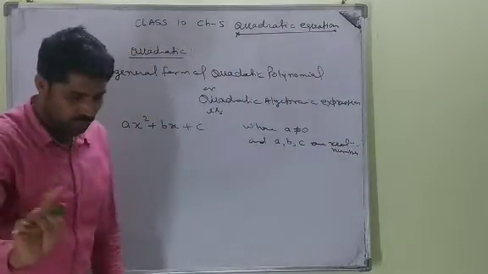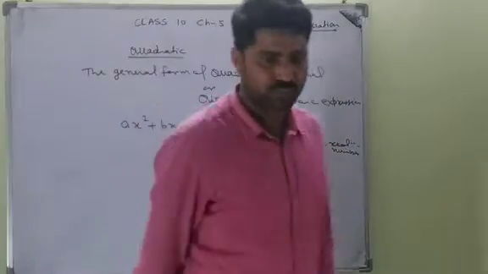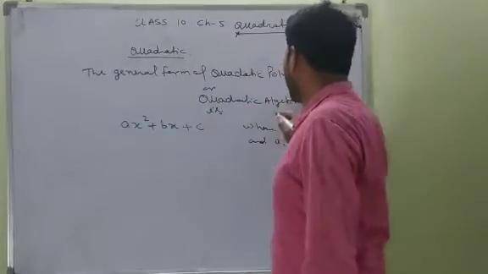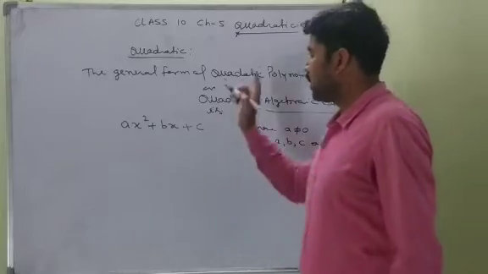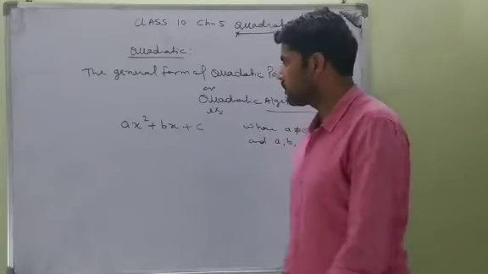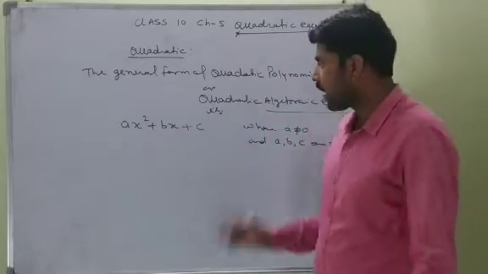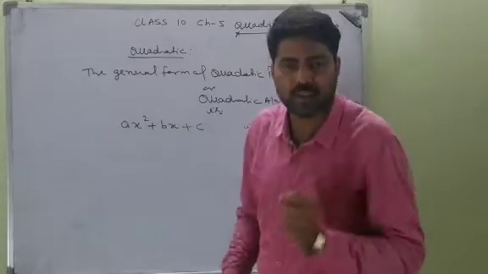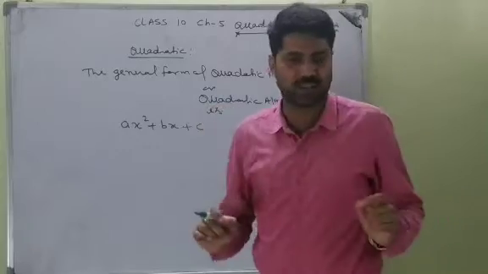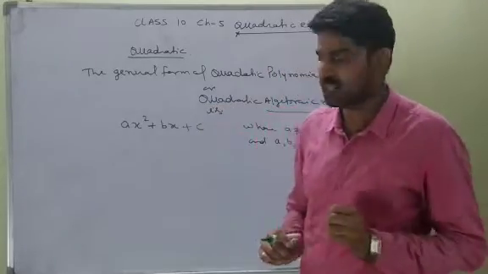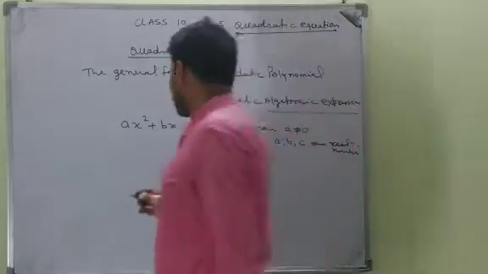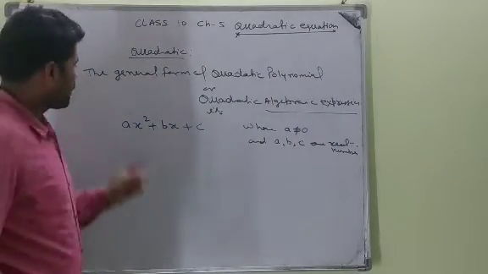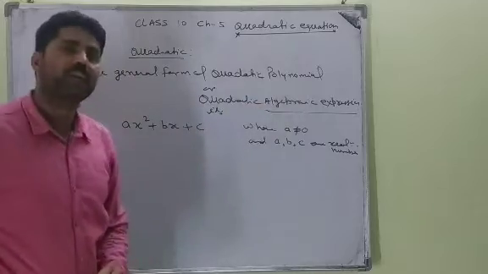Clear? First, I am not talking about the equation. I am talking about the quadratic polynomial, quadratic algebraic expression. Quadratic polynomial means a polynomial having maximum power, power means degree, or exponent, is only 2, right? So where a cannot be 0, the question arises, sir, what is the effect if a is 0?